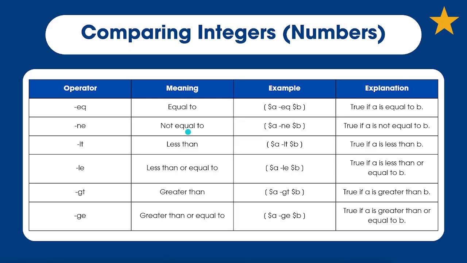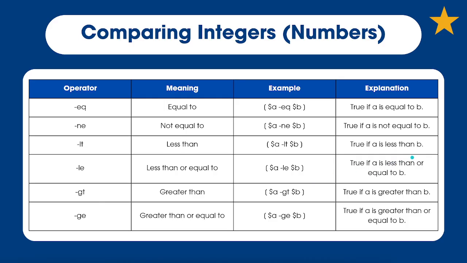Now, if you want to do not equal, that's going to be dash NE. If you want to do less than, that's dash LT. If you want to do less than or equal, which is, is it less than, but also is it equal? It's going to catch both situations combined. You could do the LE. And then we have greater than, GT, greater than or equal, of course, GE.